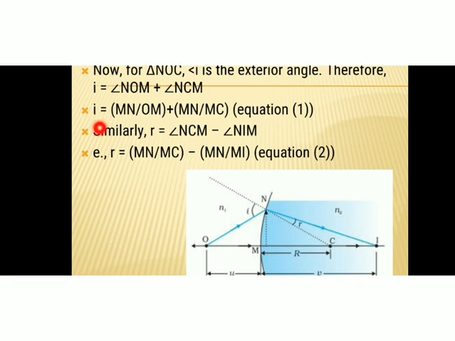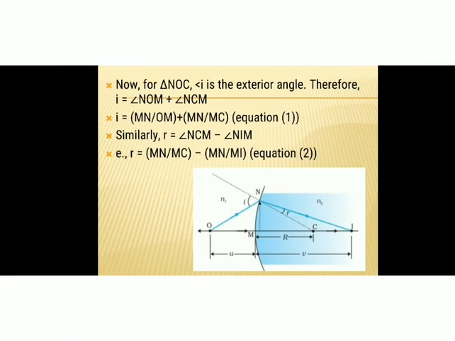So we got expressions for angle of incidence and angle of refraction. Now we are going to substitute these expressions for angle of incidence and angle of refraction in our Snell's law. And you remember what is Snell's law? Snell's law is sin I by sin R equal to N21. So we are going to substitute this I and R in our Snell's law. So before that, you must remember these expressions for I and R. Then only we can substitute. So I is MN by OM plus MN by MC, and R is MN by MC minus MN by MI.